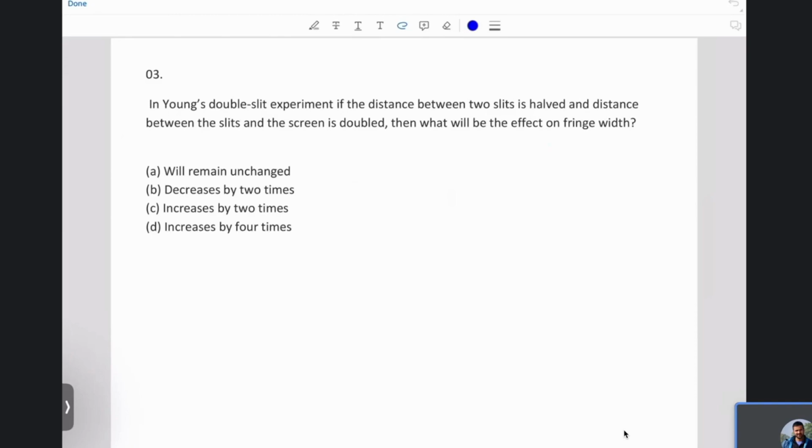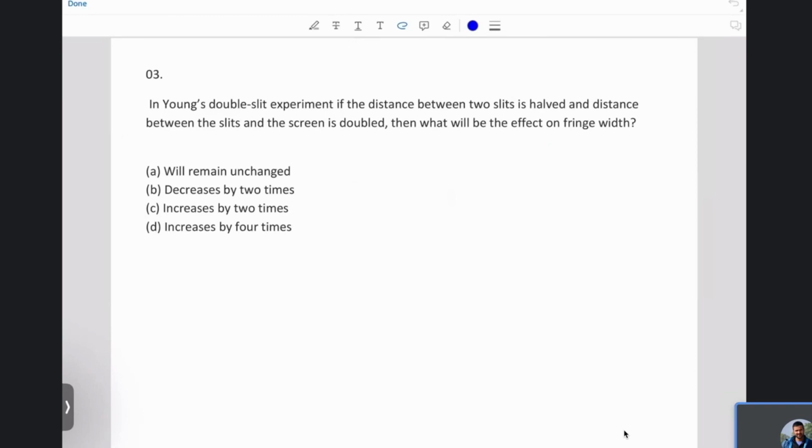Okay, so let me read it again. In Young's double slit experiment, if the distance between two slits is halved and distance between the slits and the screen is doubled, then what will be the effect on fringe width? So, what do you think will be the correct answer? It will remain unchanged, decreases by 2 times, increases by 2 times, or increases by 4 times.